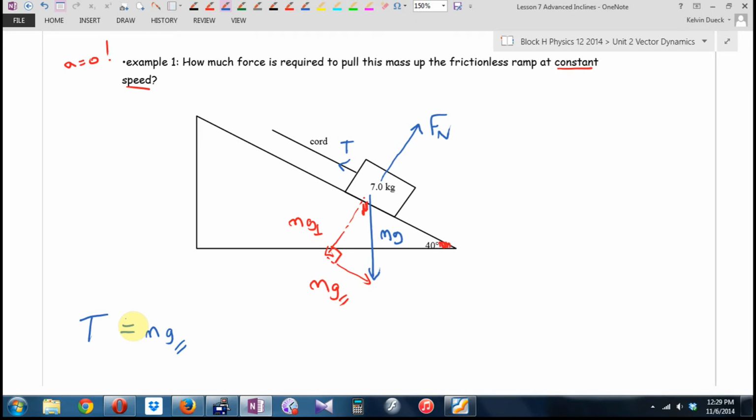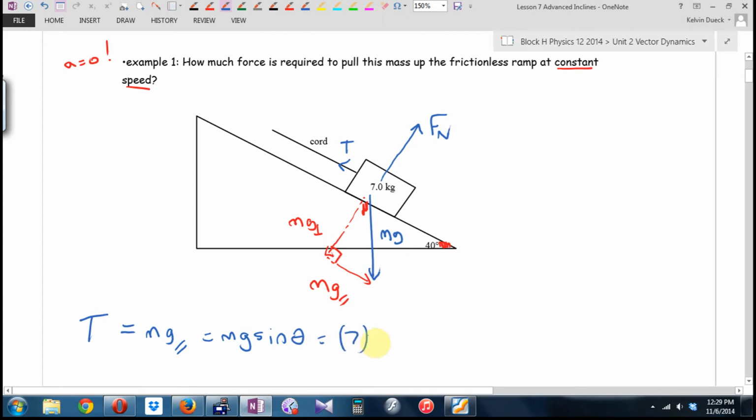Now, when this question says how much force is required to pull this mass up, which force are they actually asking me to find? Tension. Okay, I've got it by itself. Great. Oh, mg parallel. Help me out. So you tell me the answer is going to be mg sine theta. It's going to be 7 times 9.8.